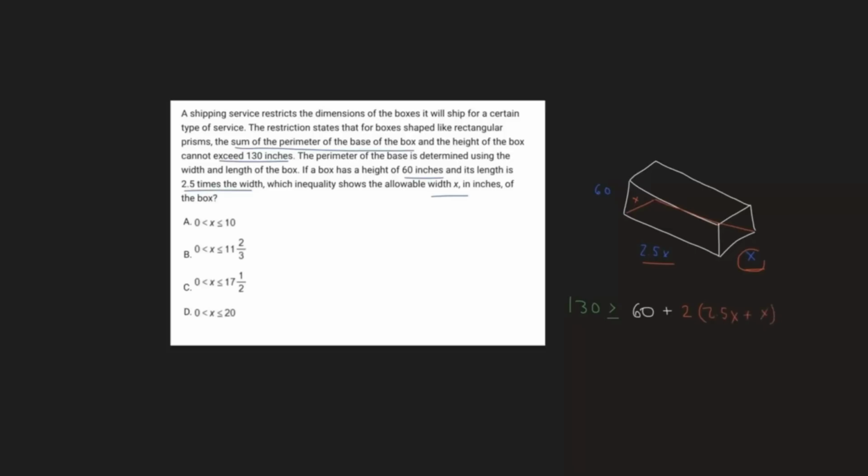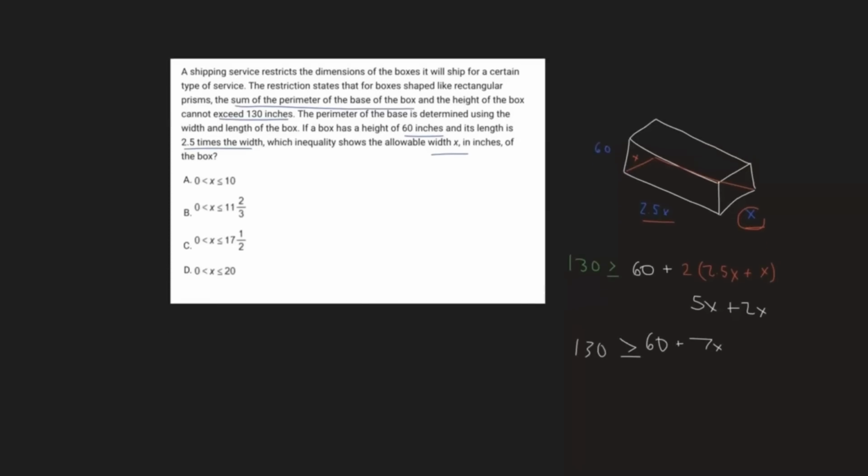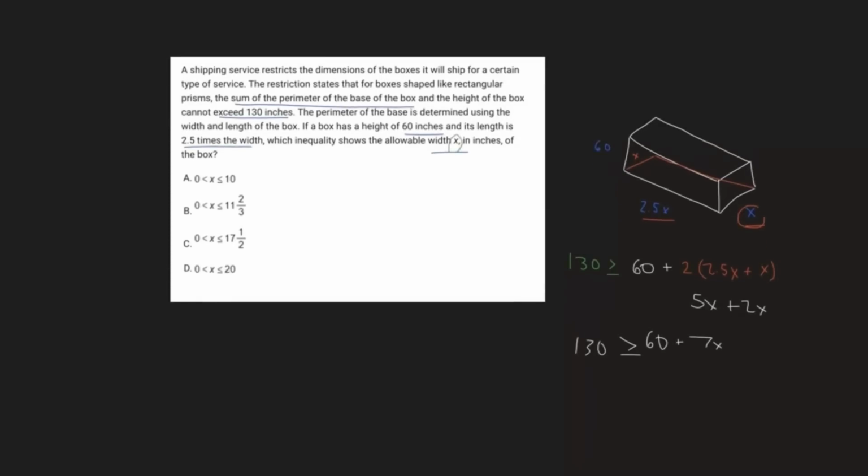All right, so now what we want to do is just expand this out. 2 times 2.5x will just give us 5x. And then 2 times x is going to be 2x. And so we get 7x over here. So in our inequality, we're going to have 60 plus 7x, and that is going to be less than or equal to 130. And now we can just solve for x, right? Because x is going to be that width that we're trying to solve for. And so we can just subtract 60 on both sides, and we get 70 is greater than or equal to 7x.